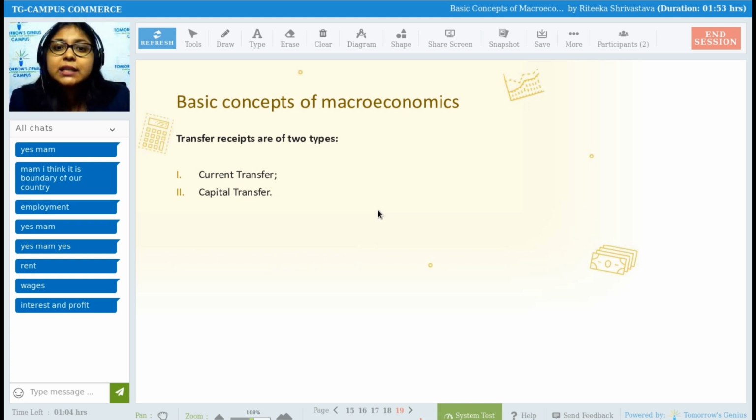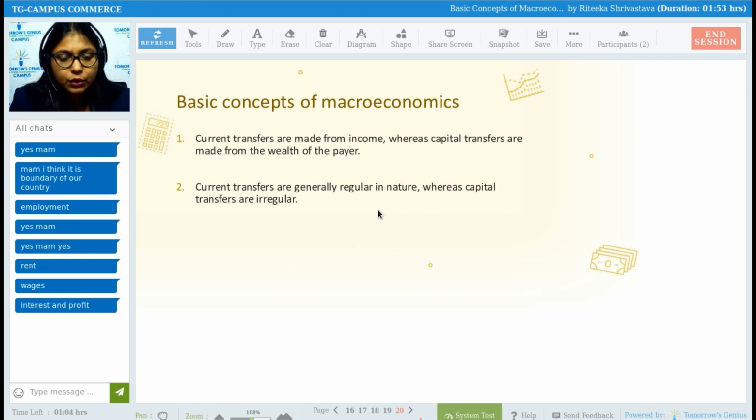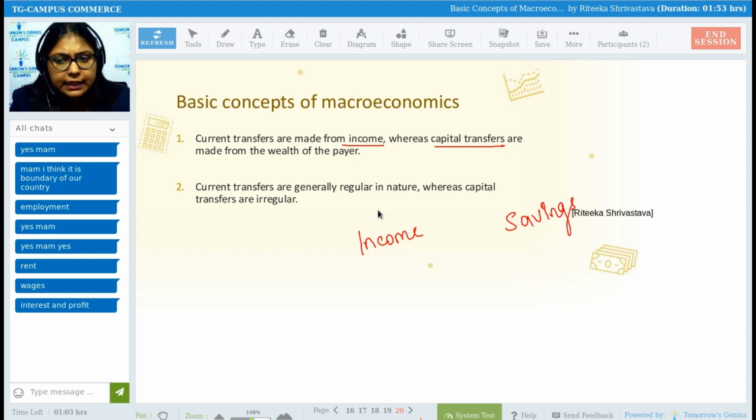Now, transfer receipts or transfer income can again be of two types: current transfer and capital transfer. Okay, so let us see what is current transfer and what is capital transfer. Current transfers are made from income, whereas capital transfers are made from the wealth of the payer. So current transfers are made from the income which we are receiving at present, whereas capital transfers are made from the wealth of the payer, means from the savings basically. In easy terms, it means from the savings.